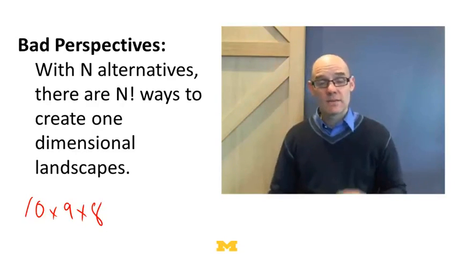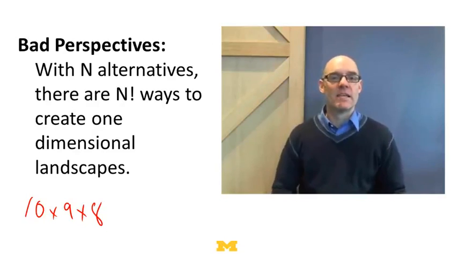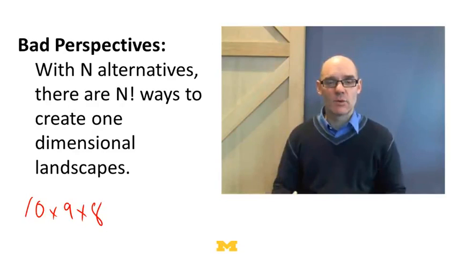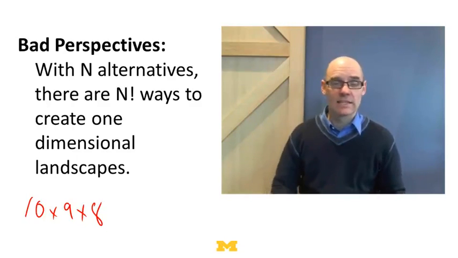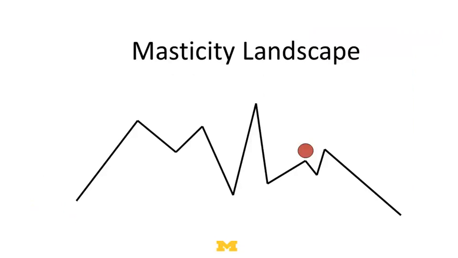So when we think about the value of perspectives, what we get is this. There are really good ones out there; insightful, smart people can come up with really good representations of a problem to make the landscapes less rugged. If we just think about things in random ways, we're likely to get a landscape that's so rugged that we're going to get stuck just about everywhere and not be able to find good solutions to the problem. We're going to get things that look like the masticity landscape.